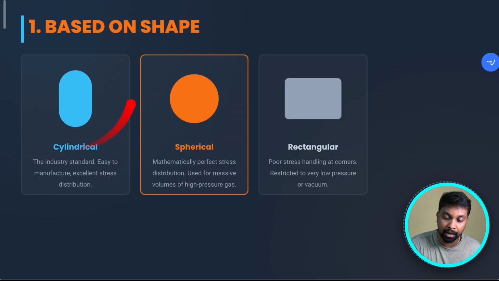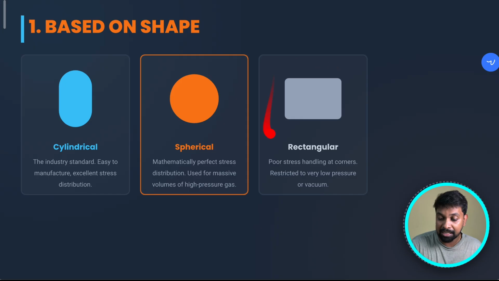Based on shape, it is cylindrical, spherical or rectangular. Cylindrical is the most common pressure vessel, which you can see in almost all industries. Spherical is used only for very high pressure applications. It is a very good pressure-containing shape compared to cylindrical or rectangular, but the forming is very critical compared to all other pressure vessels. Cylindrical is easy to form, rectangular is very easy to form, but spherical is very difficult, and only some specified vendors make spherical pressure vessels.